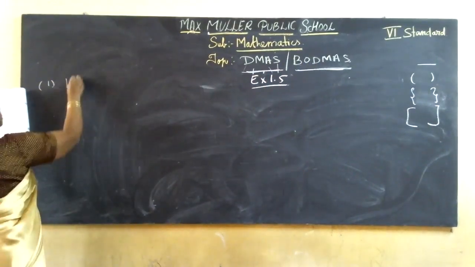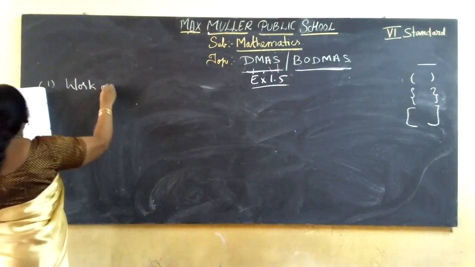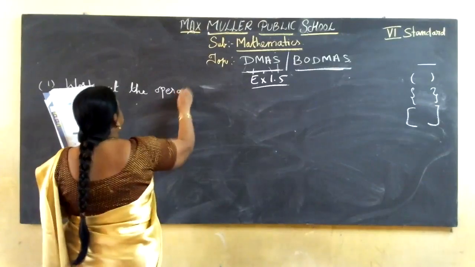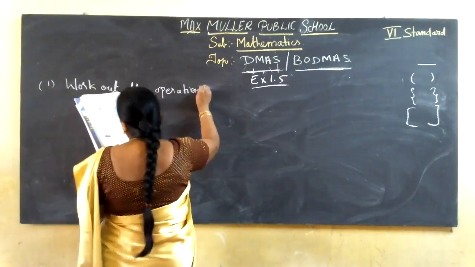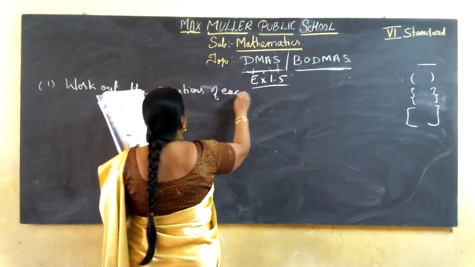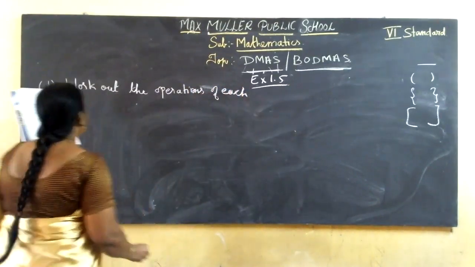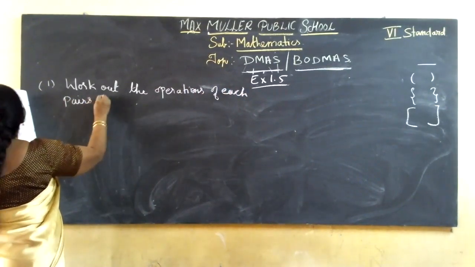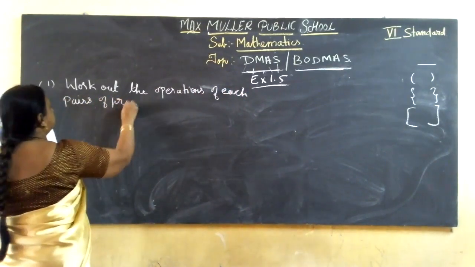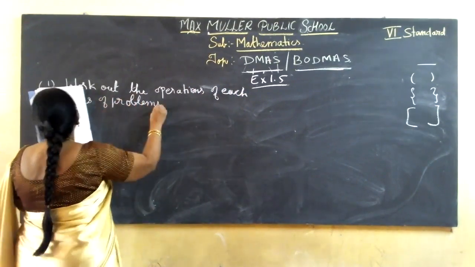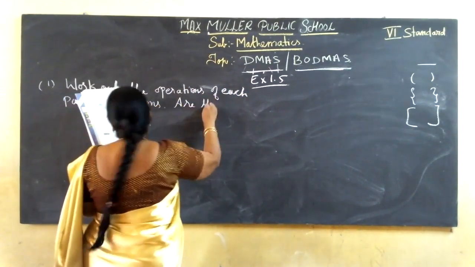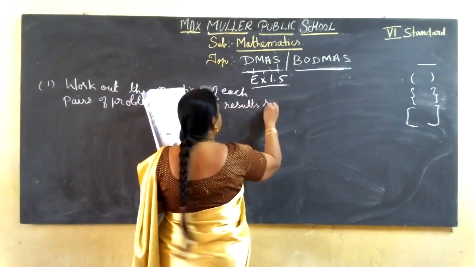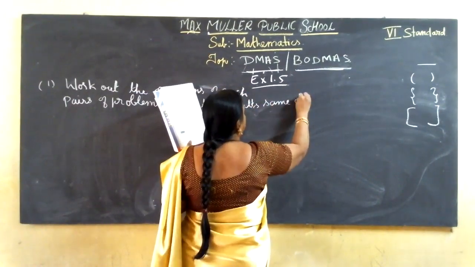Work out the operations of each pair of problems. Are the results same or different? Same or different?